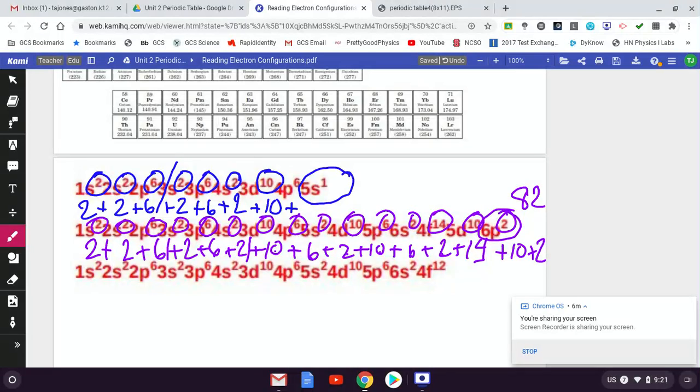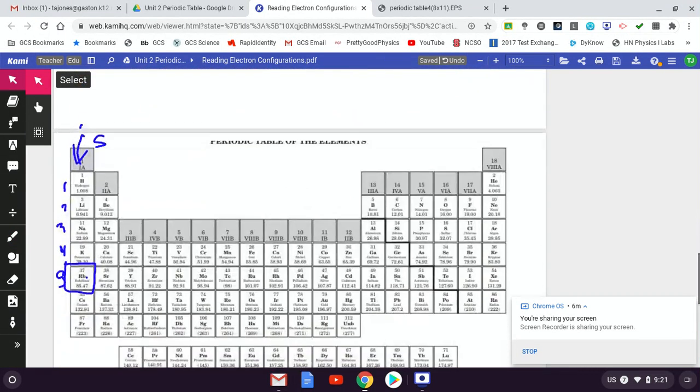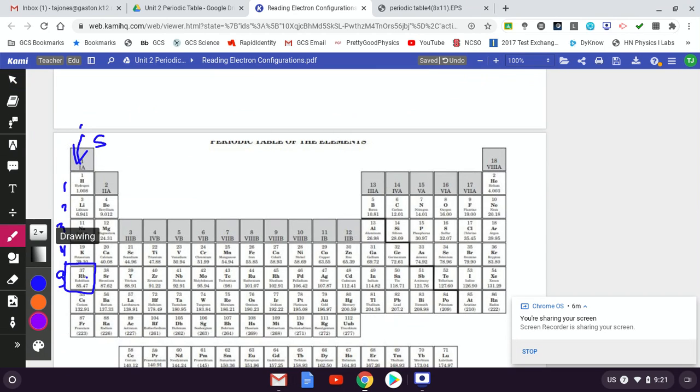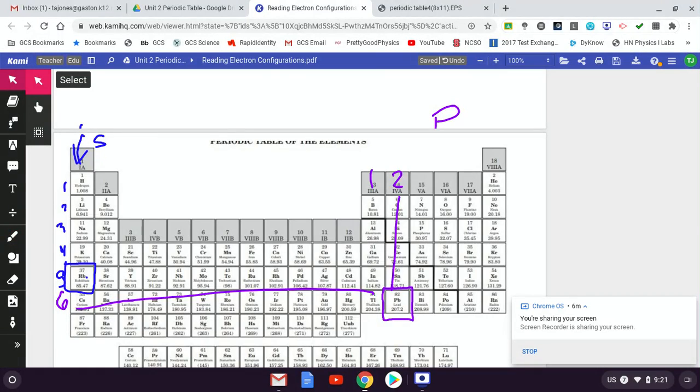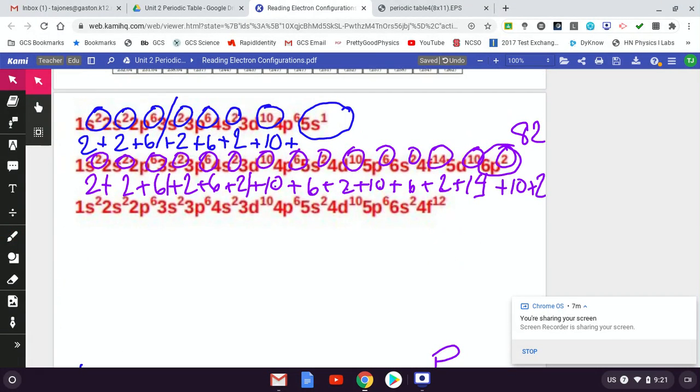Yikes, 82. Let's see if it matches up with 6p2. Number 82. Oh, hey, it's lead. That's another element you probably have heard of. And it should be 6p2, right? That's the sixth period. This is the p block. 1, 2, second element. So, yes, looks like I got that one right without a calculator. I am proud of myself.